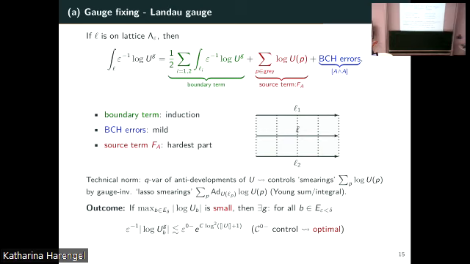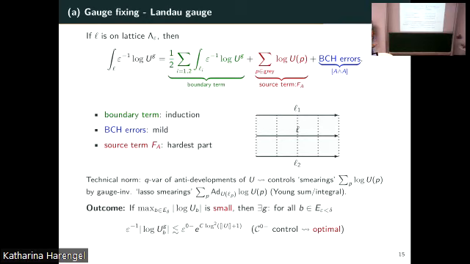So this boundary term, as I mentioned, you have control on via induction. These BCH errors end up being relatively mild, so they're not a problem. And controlling the source term is actually the hardest part. This is where this technical norm comes in. The source term is not a gauge invariant quantity. It's the sum of logarithms of the holonomies of U around plaquettes. This is not a gauge invariant object.